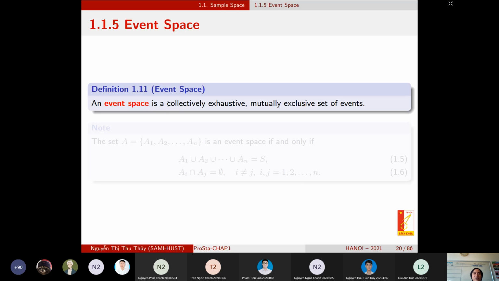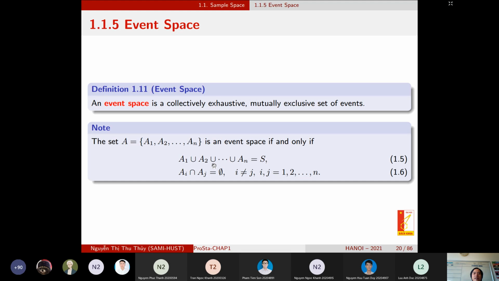That means that if we take the union, then they are exhaustive, and they are also mutually exclusive. That means there's no overlap between them. Here, the two conditions, 1.5 and 1.6, say that the first condition says that the union is the sample space, so they are collectively exhaustive. And the second condition says that each pair of them is mutually exclusive, meaning there's no overlap between them. Then we can call that a partition of the sample space.